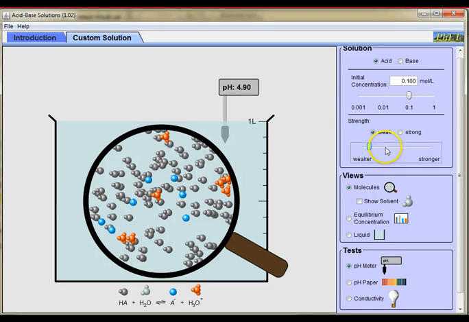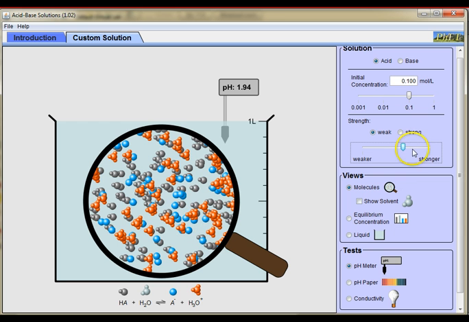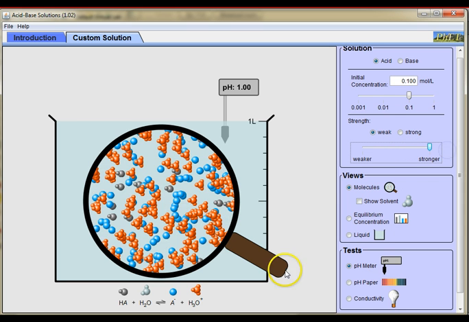If you increase the strength, you can see that more of the gray particles dissociate. Obviously, you can see the pH goes down. Again, if you increase, pH goes down. If you take it all the way to the stronger side, you see that the pH is 1. You can still see some of the gray particles, because this is a weak acid. But many of the acid particles are dissociated, and so you see that this is a strongly acidic condition.